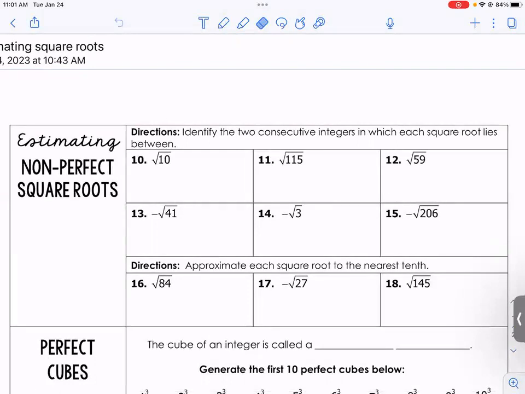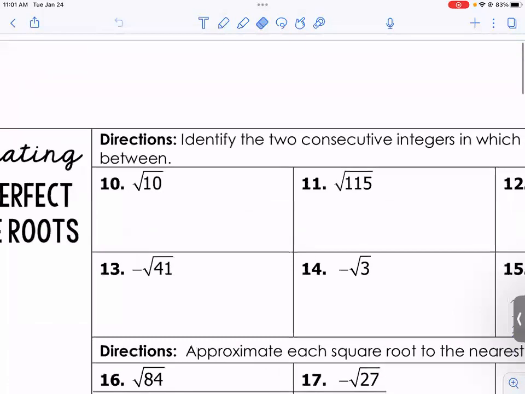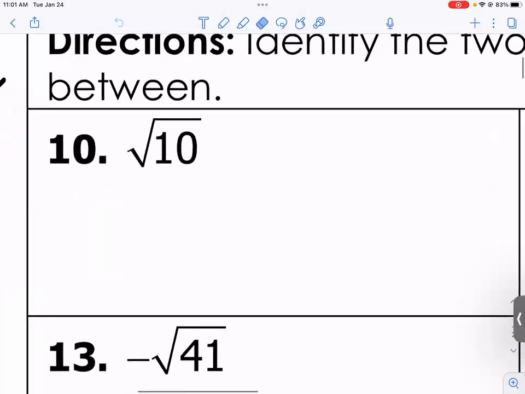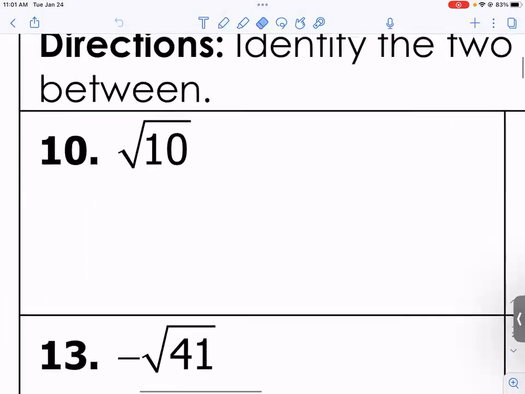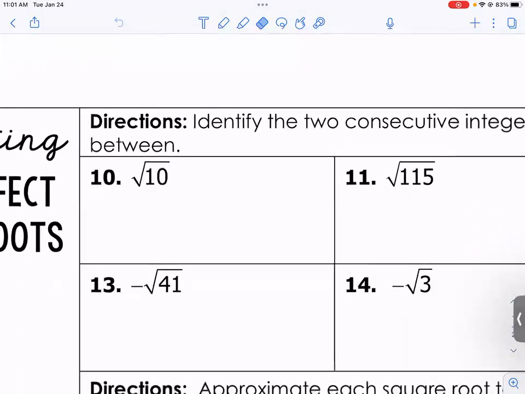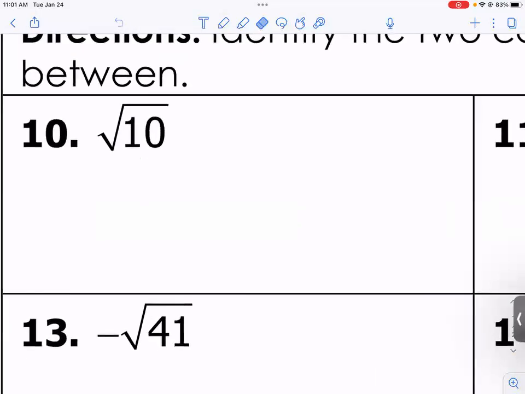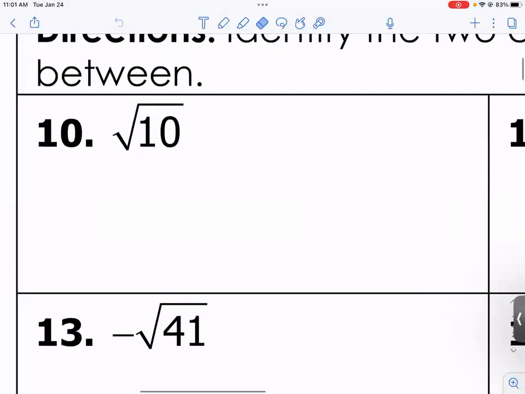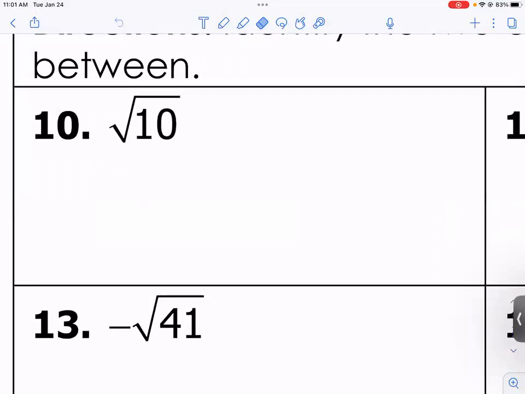We're up here now. Okay, so the purpose of today is for us to be able to estimate a square root. We're at the top of page 2, and I'm going to zoom in here. Number 10 is the square root of 10, and our directions are to identify the two integers that this lies in between.